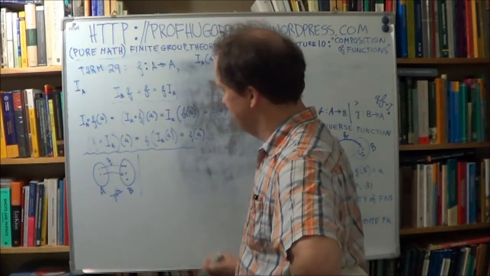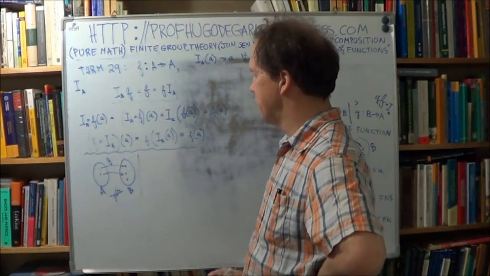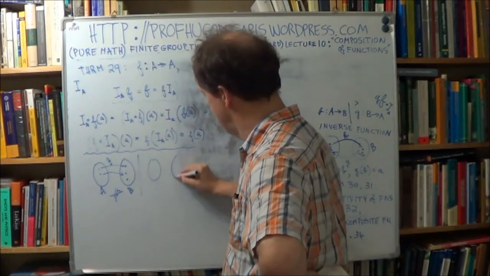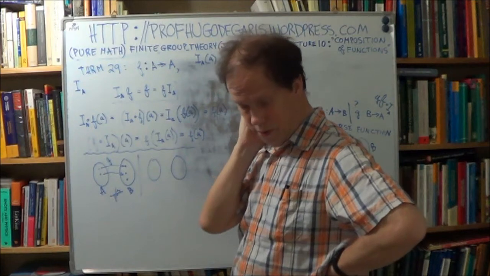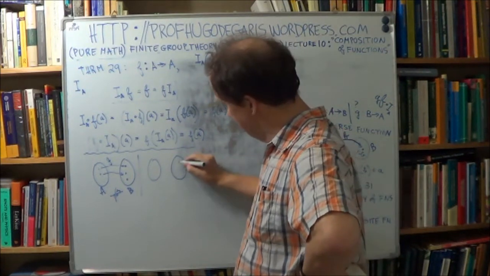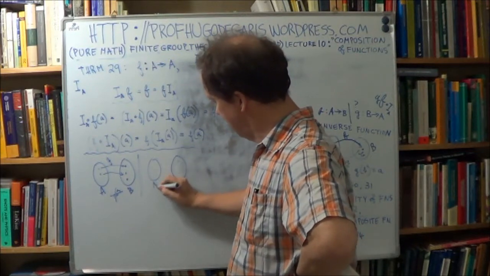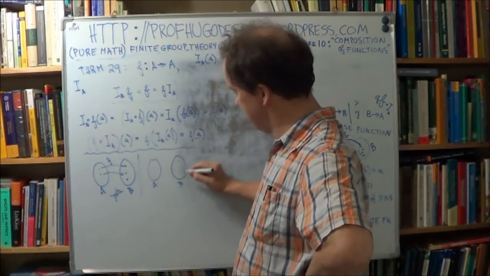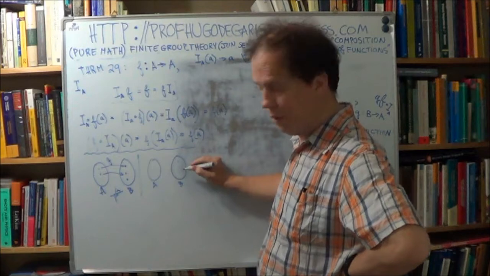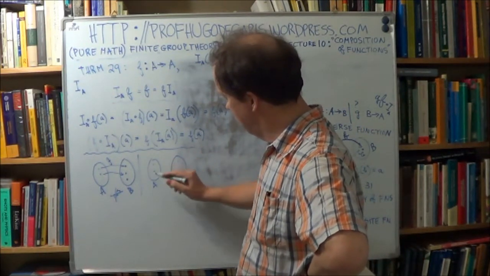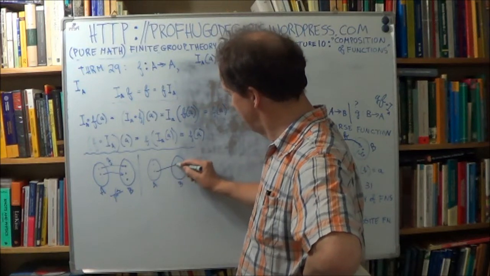Let's try surjective. Right. So now surjective, remember the definition. It means every point, every element in your codomain is mapped to. Right? It's covered. So let's say you've got something like this.